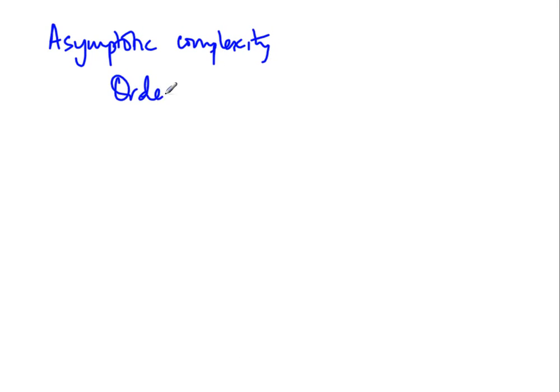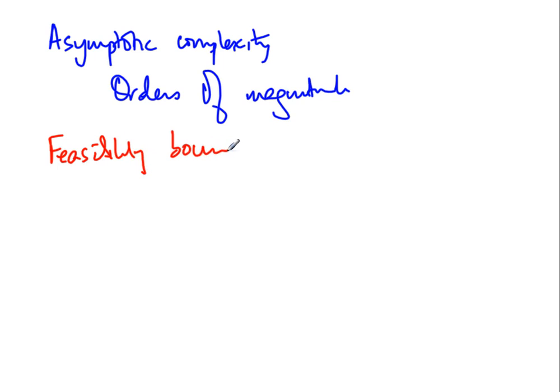So to summarize, what we have seen is that we are typically interested in asymptotic complexity, that is, orders of magnitude. We also saw in that chart how the feasibility boundary drops drastically as the order of magnitude of the function increases. And then we saw different types of measures that we could use. So we had worst case, best case.